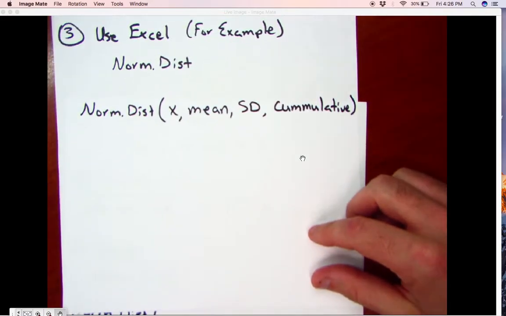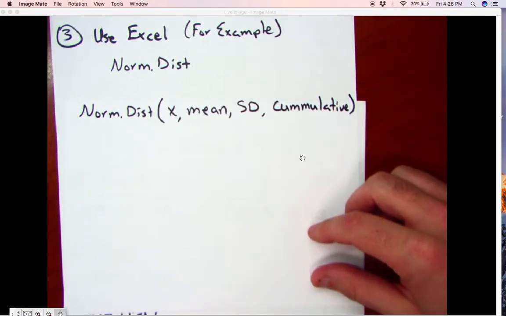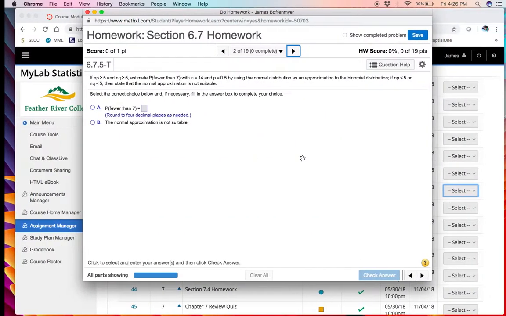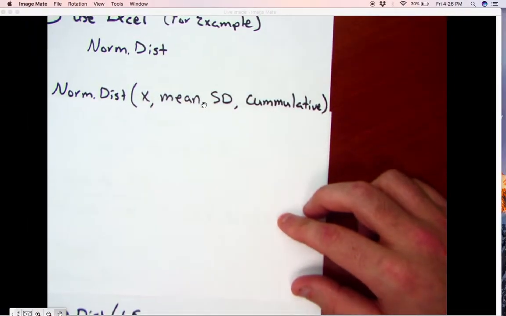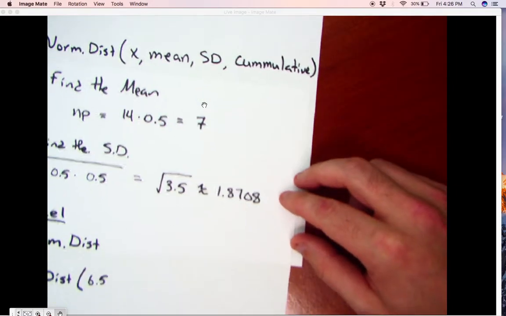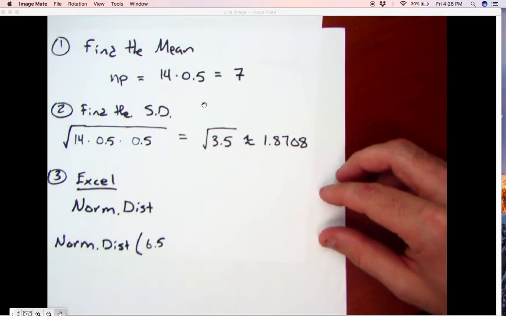In this particular problem, our range is fewer than 7. So I'm going to pick a number that is less than 7. Let's try 6.5, just for kicks and giggles. We're just going to pick a random variable that is fewer than 7, so I picked 6.5.